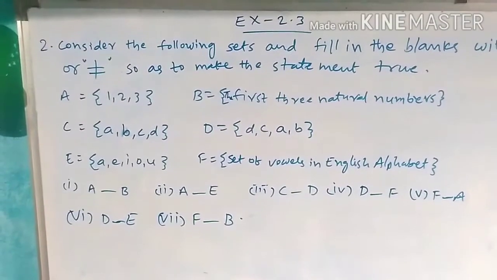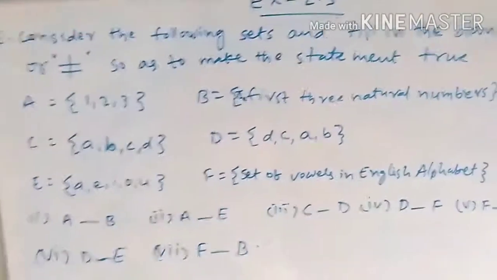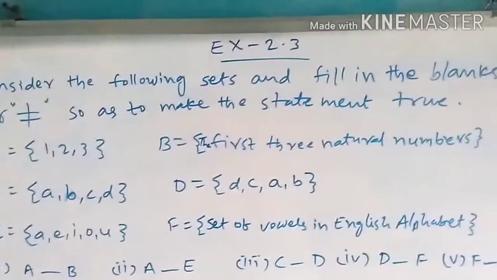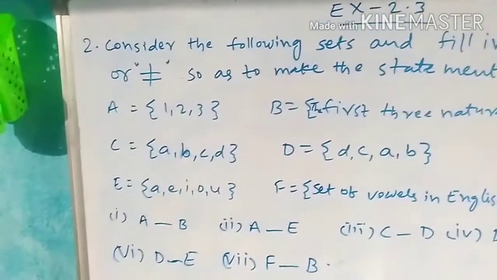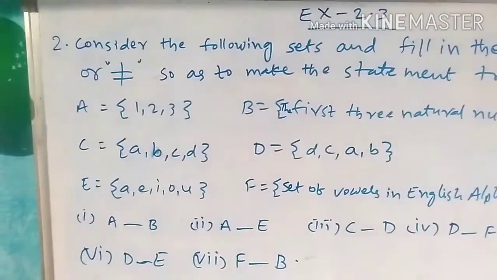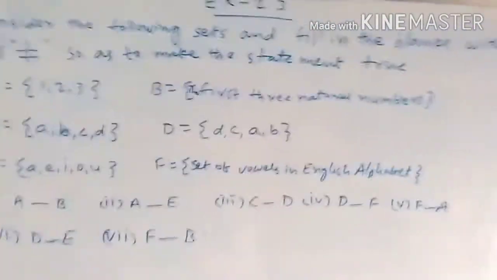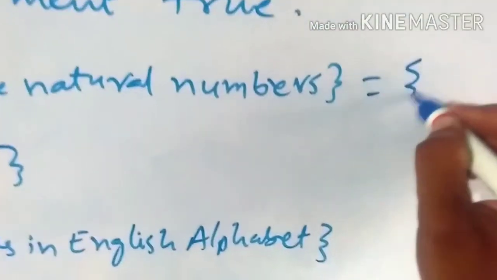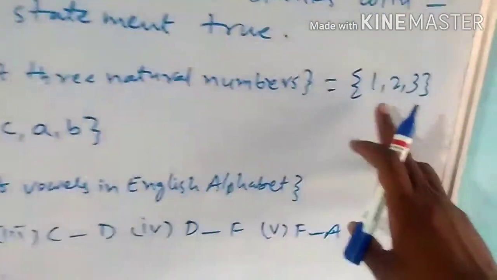Today our topic is 10th class mathematics, sets chapter, exercise 2.3, second question. Consider the following sets and fill in the blanks with is equal to or not equal to so as to make the statement true. Set A is equal to {1, 2, 3}, B is equal to the first three natural numbers. The first three natural numbers are nothing but 1, 2, 3 only.